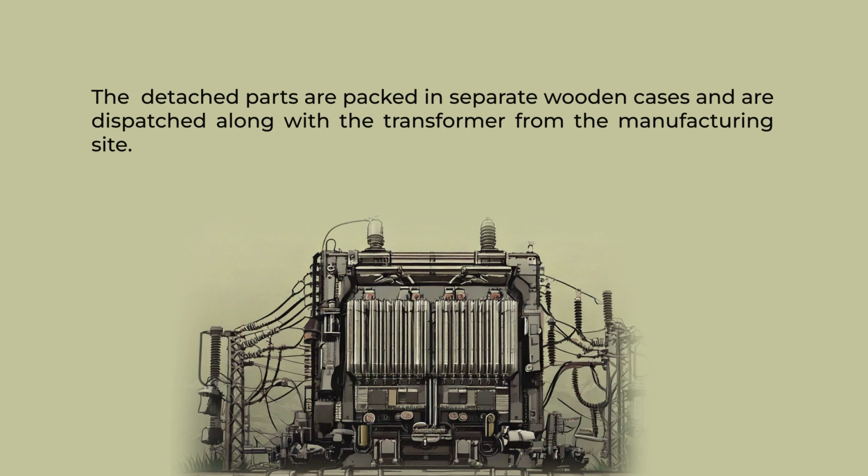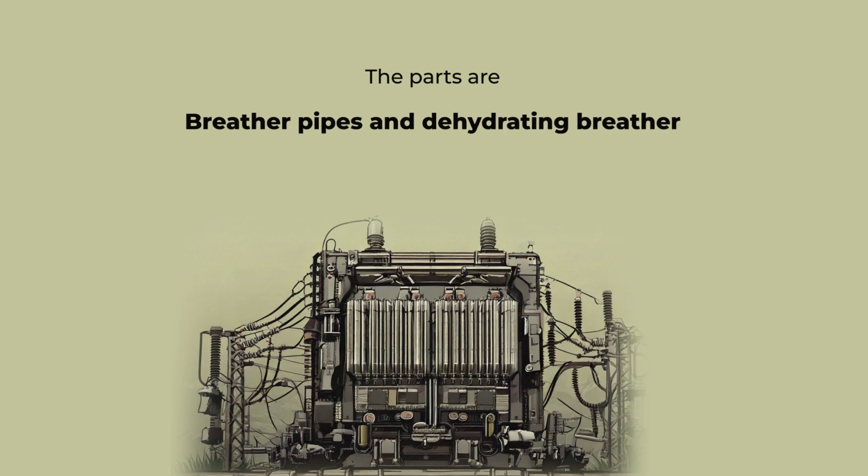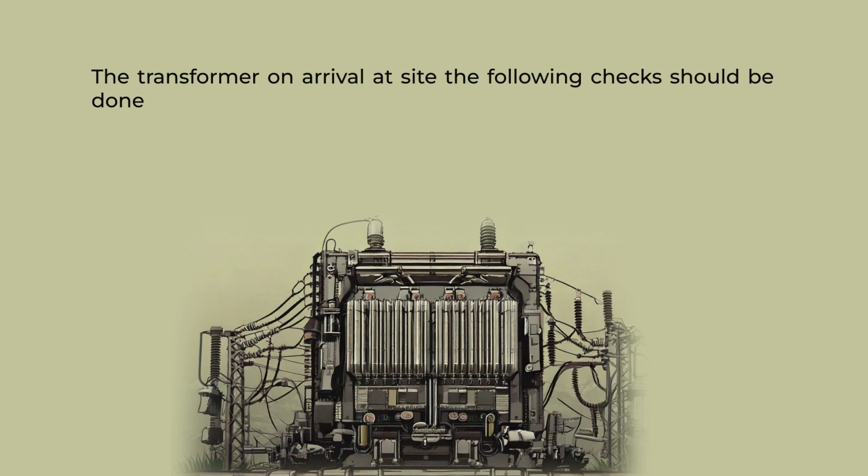The detached parts are packed in separate wooden cases and are dispatched along with the transformers from the manufacturing site. The parts packed in separate wooden cases are the bushings, the radiator with cooling tubes, conservator and drain valves, breather pipes and dehydrating breather, Buchholz relays, and transformer oil in drums, because once you have removed all the oil, or partially removed the oil, from the transformer, you have to keep it in drums, along with the rollers. Once the transformer has arrived at the site, the following checks should be done.